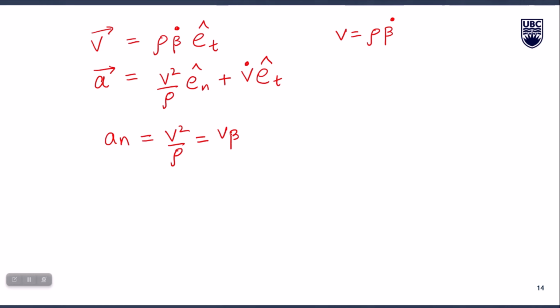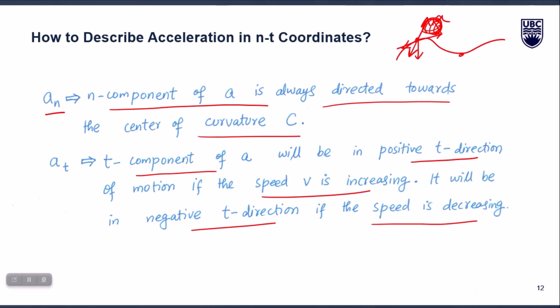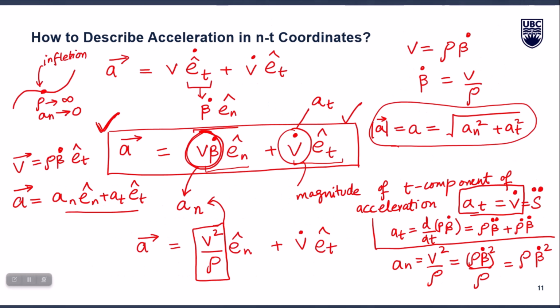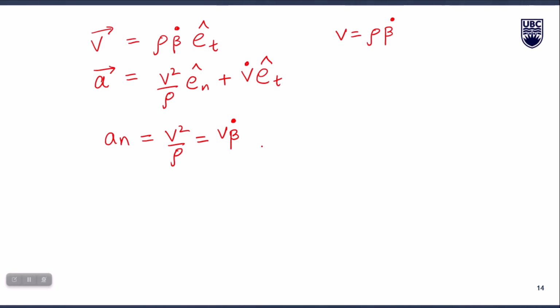So this is v beta dot also, and there is another form in which we can write this expression, and that is rho beta dot squared, at the bottom right. So you can see that if you use these expressions, you can convert from this to this or this to this, right? All three are actually different forms of the n component of acceleration. Similarly, a sub t, the magnitude of the t component of acceleration, is v dot, right?